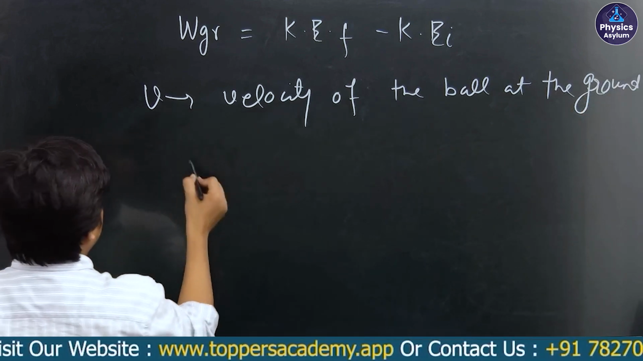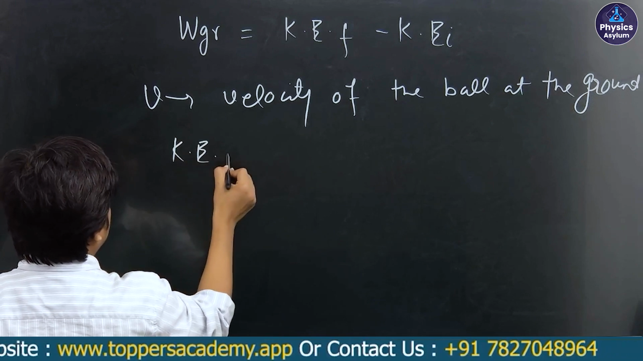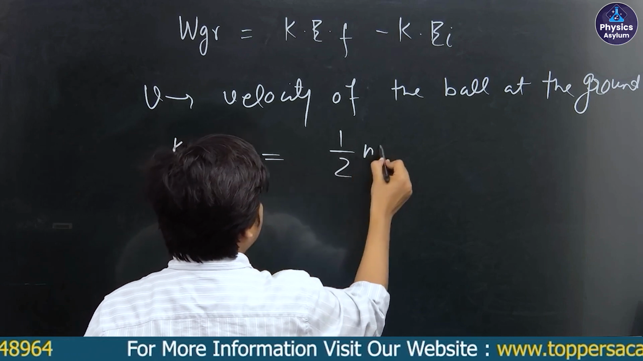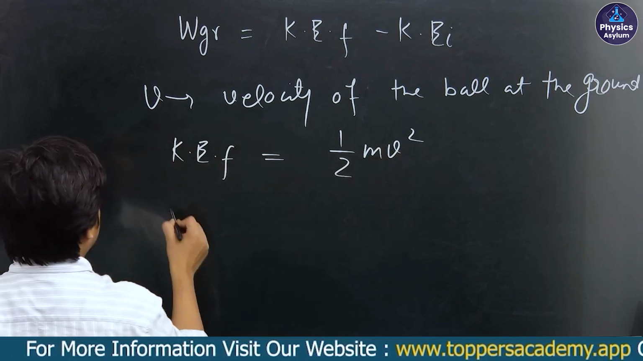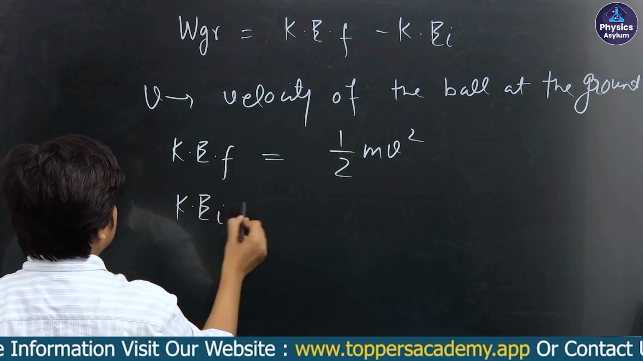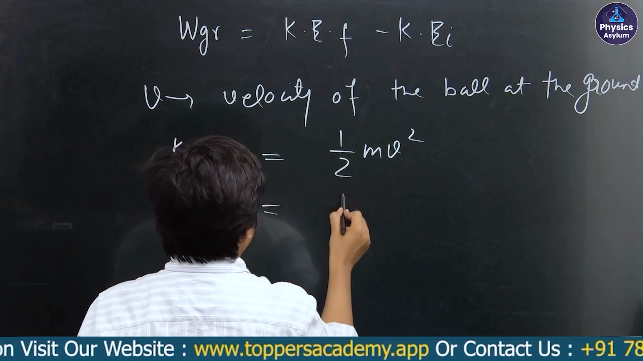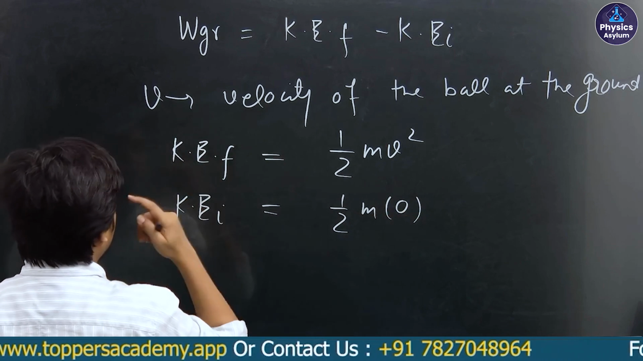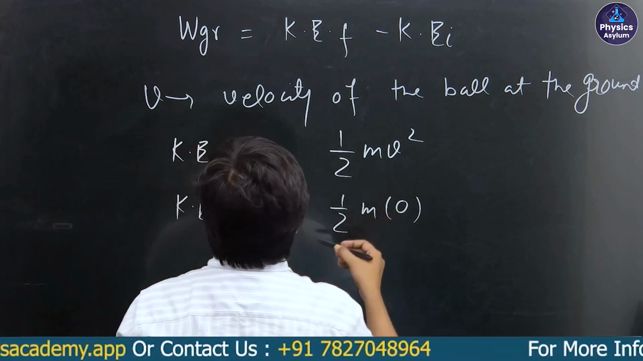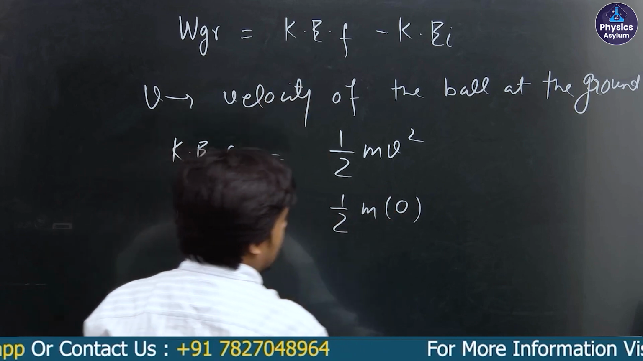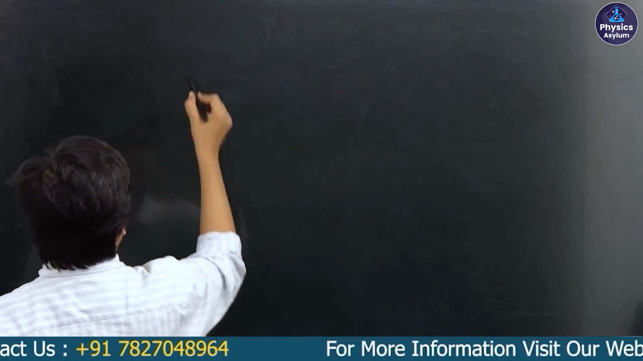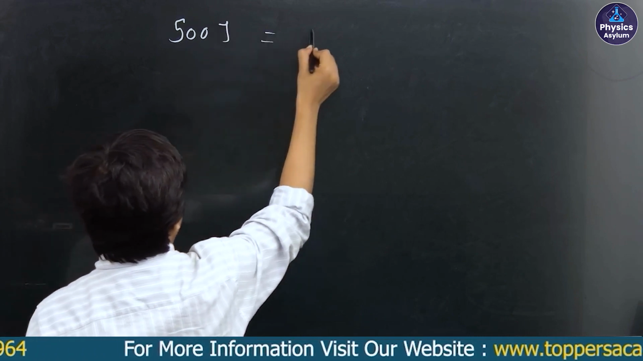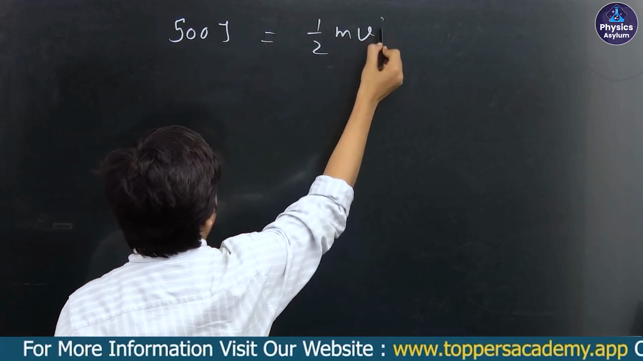Okay, so that kinetic energy at the ground, that is kinetic energy final, will be equal to 1/2 mv square, and this kinetic energy initial will be equal to what? That will be equal to 0 as it is falling from rest. Now if I put this expression in and the value of the work done by gravity, what will I get? I will get 500 joule equal to 1/2 mv square.